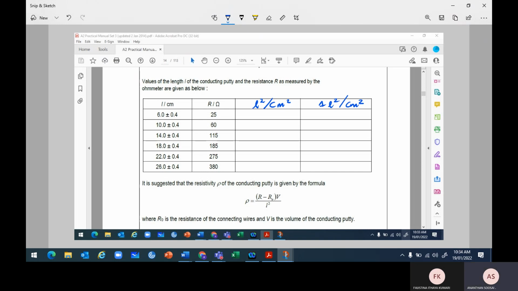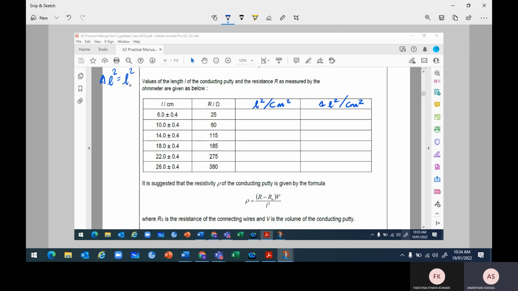Or use the extreme value minus the actual value. Two methods, right? I taught you. Okay, so now you want to find the changes of L squared. So what is the method? Maybe I go for the extreme minus the actual. So how do you find the changes of L squared?